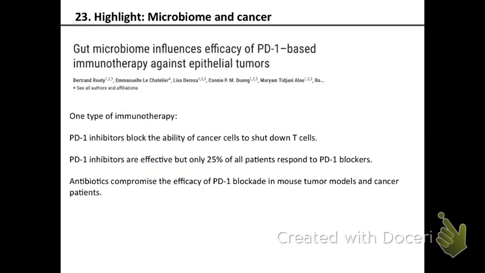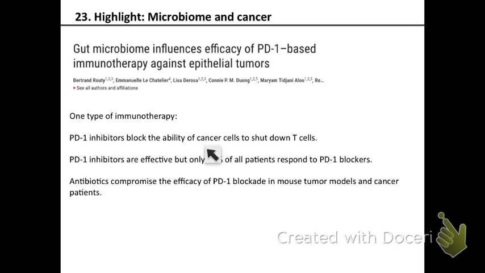So what's an example for that? This is another recent study looking at the effect of the gut microbiome on immunotherapy efficiency. A very promising type of immunotherapy is the use of PD-1 inhibitors. The reason is that PD-1 is a protein that enables the cancer cells to shut down the T cells.